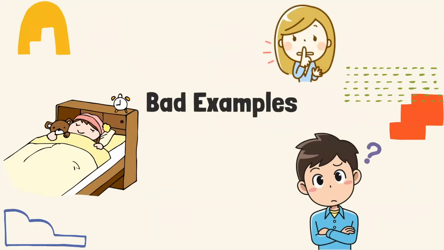So some bad examples of reading aloud are sleeping while a student is talking or reading, speaking too quietly or whispering so that others can't hear you, or leaving out details when retelling a story so that you don't know what happened in the story.